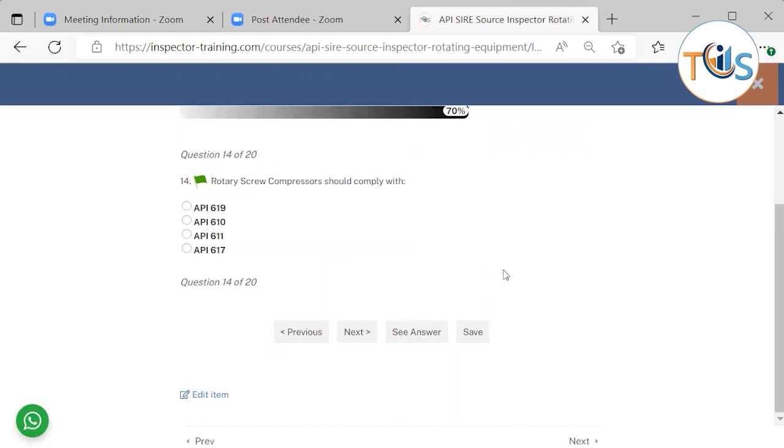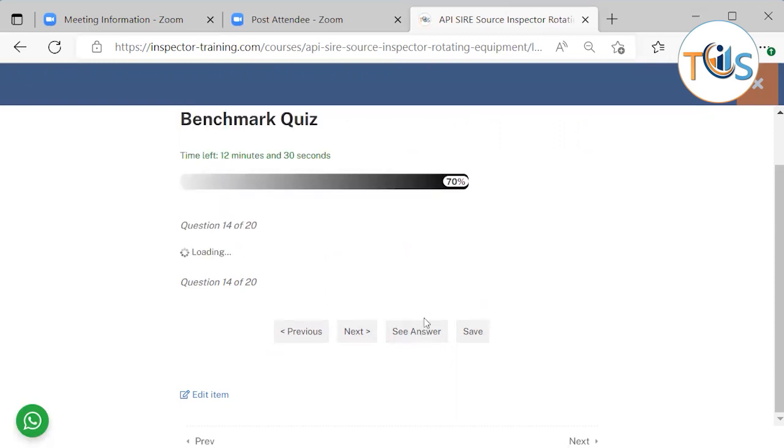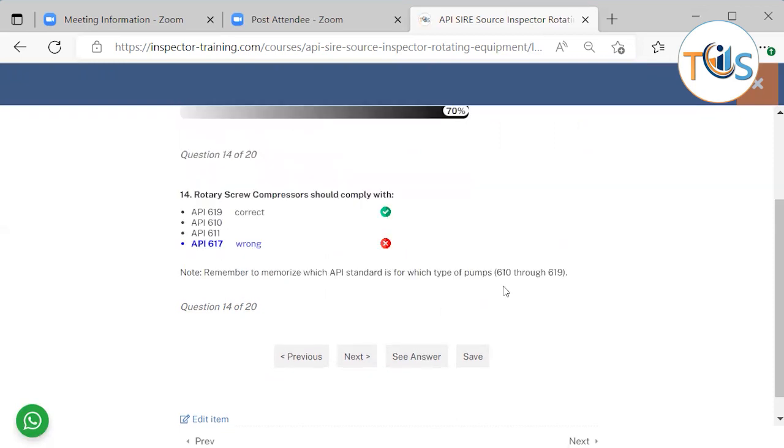Rotary screw compressors should comply with, I think it's 617. Let's see. I mean, you guys need to remember that. Oh, sorry, I was wrong. So it's 619. So you have to remember, this is a potential exam question. You need to remember which API concerns which type of compressor.